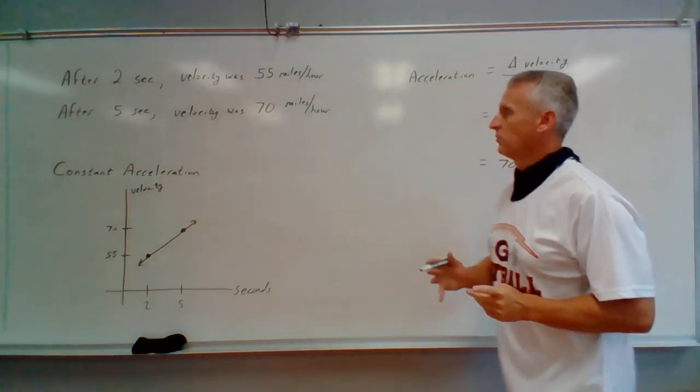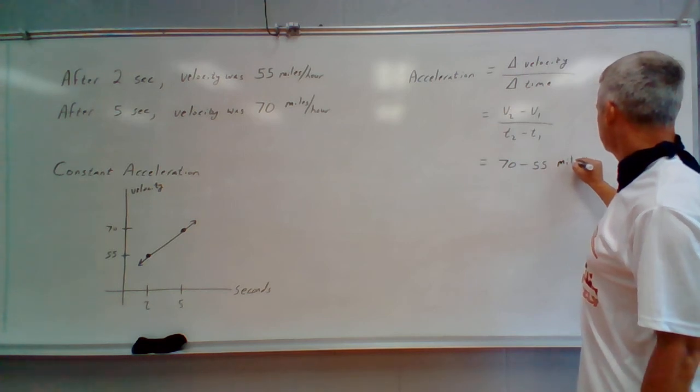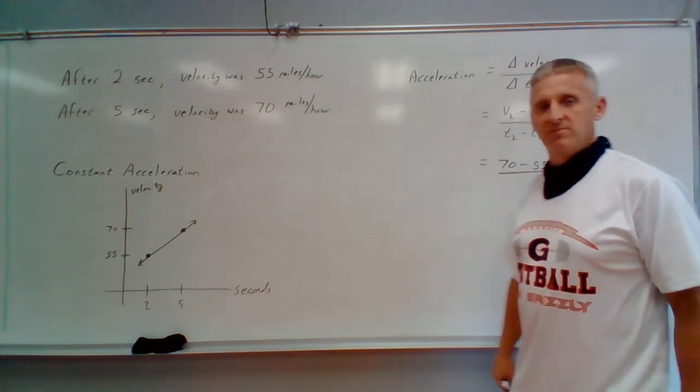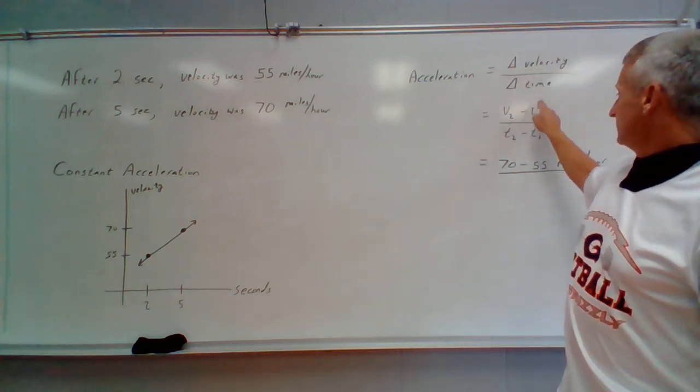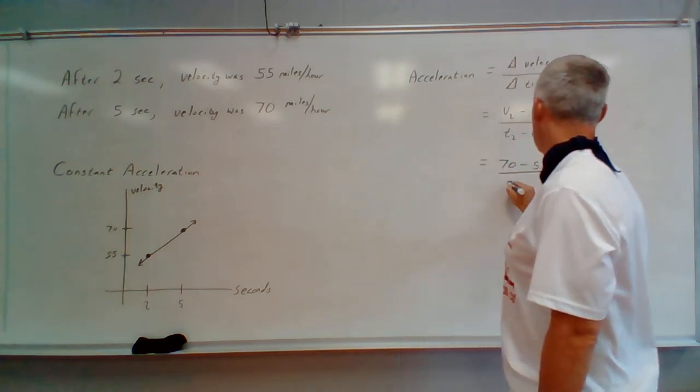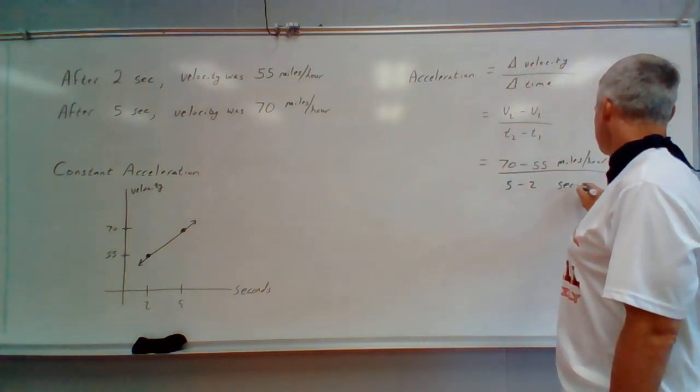Always keep your units in word problems. So this is miles per hour divided by the change in time. I'm going to do T2 minus T1, so that's 5 minus 2. And that's seconds.